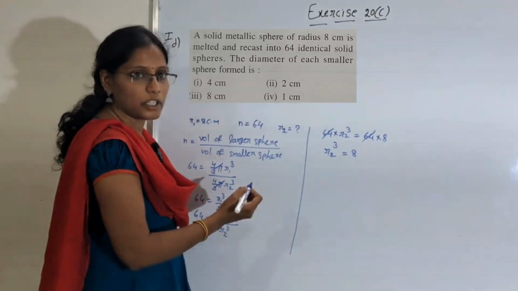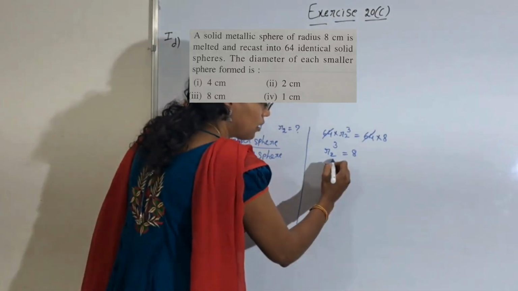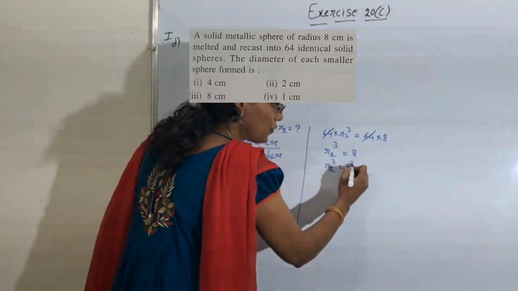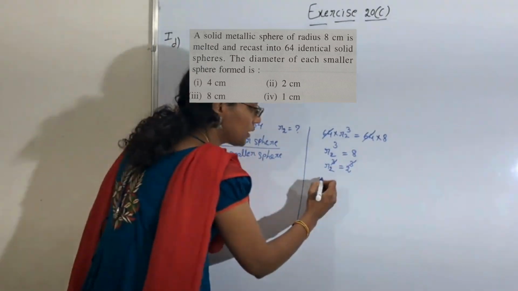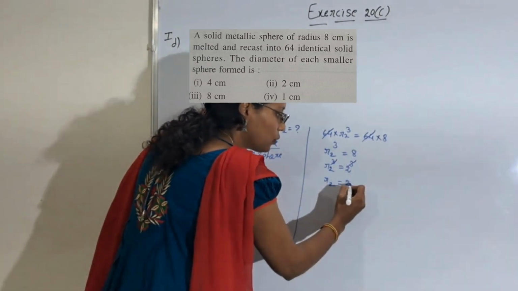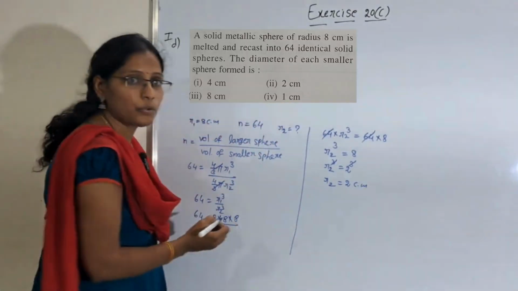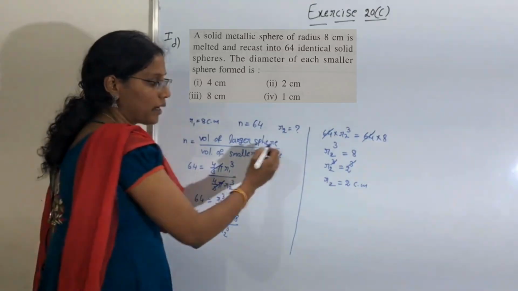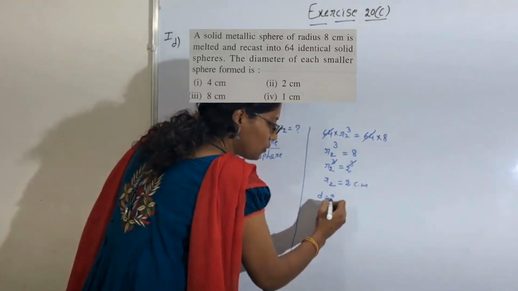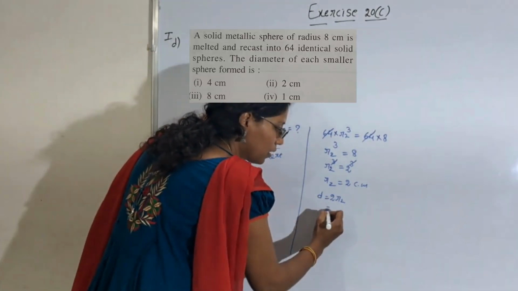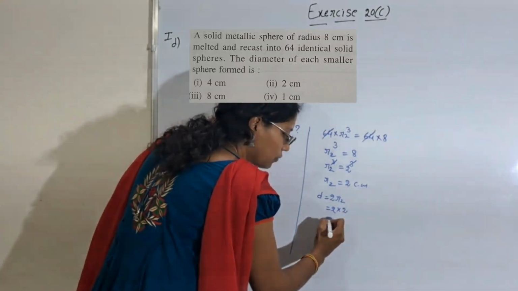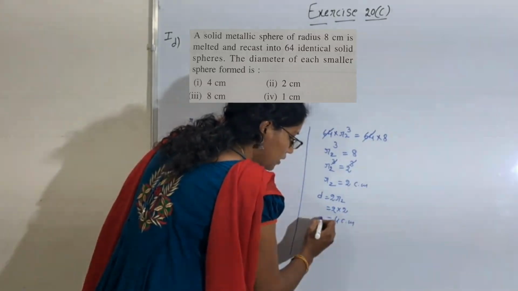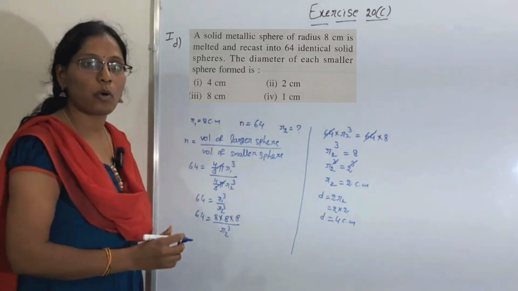Here 8 is a perfect cube. R2 cube equal to 2 cube we can write. Cube cancel. R2 is equal to 2 centimeters. But what we have to find out? Diameter we have to find out. Diameter is equal to 2R2. 2 into 2, 4 centimeters. This is the diameter of the smallest sphere.